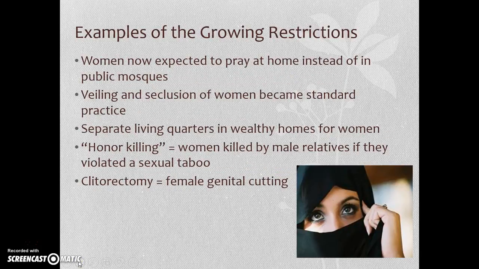Women were expected to pray at home instead of in the public mosque. The veiling and seclusion that we talked about became a standard practice. And other things that were interesting, there were separate living quarters for women in wealthy homes. And the honor killing that you see in this slide: women were killed by male relatives if they violated a sexual taboo. And then the last thing, female genital cutting, which was the term for clitorectomy.